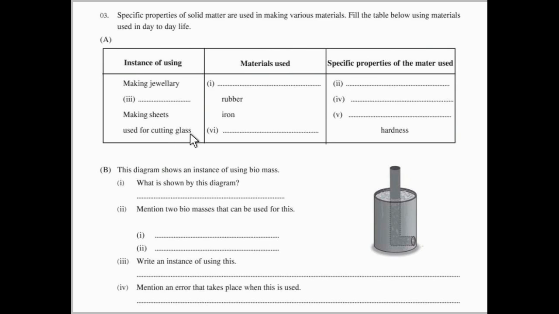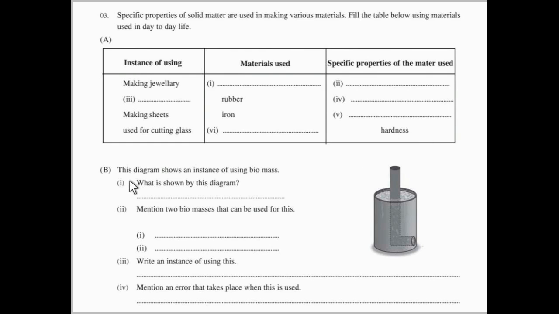Used for cutting glass. Cutting glass, we use diamond. The specific property is hardness. Diamond is the hardest non-metal in the world.